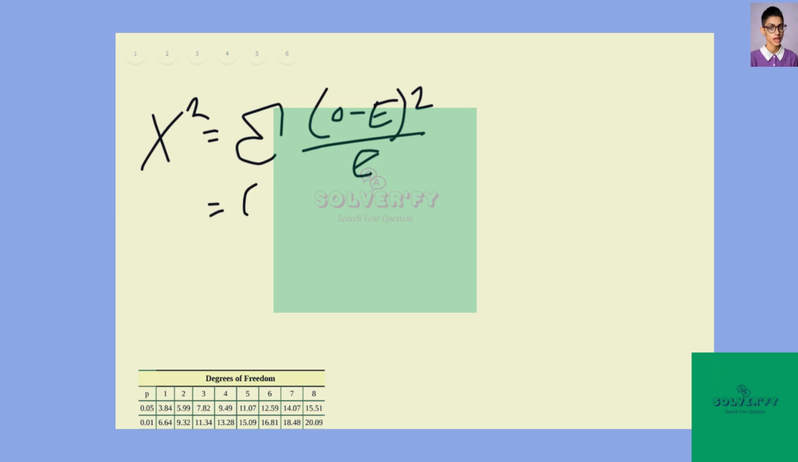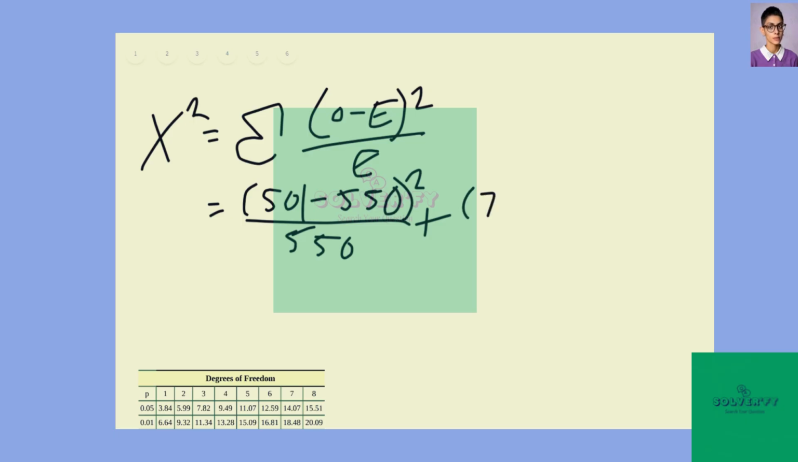So our observed was 501, and we calculated our expected to be 550. Square that and divide it by the expected, so it's by 550. Right, and we do the same thing for all of them. So then we get 794 observed minus the 762. Square that and divide by 794.